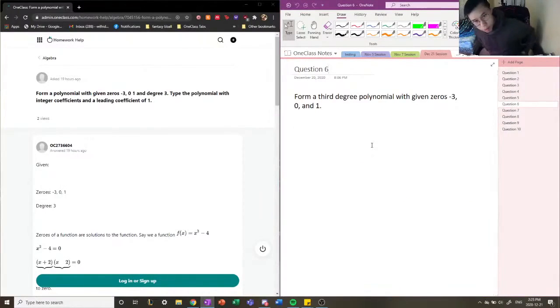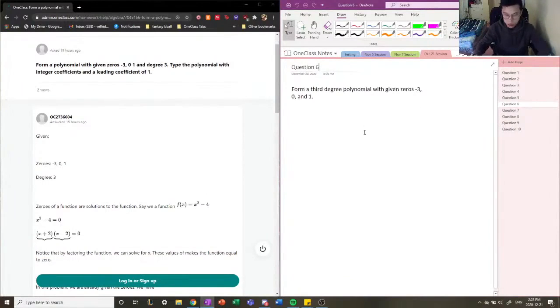Alright, so the next question reads: form a third degree polynomial with given zeros -3, 0, and 1. First I want to describe what zeros are. Alternative words for zeros are solutions, or even x-intercepts, but we'll include this.